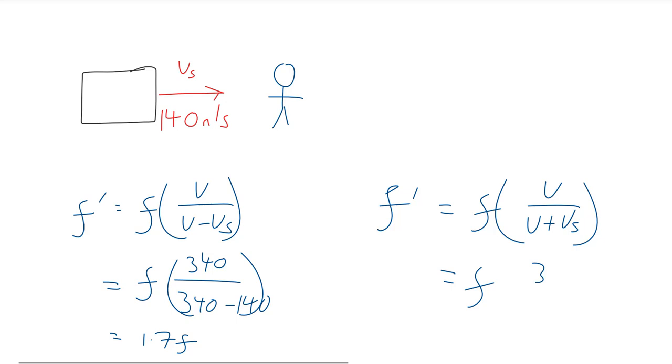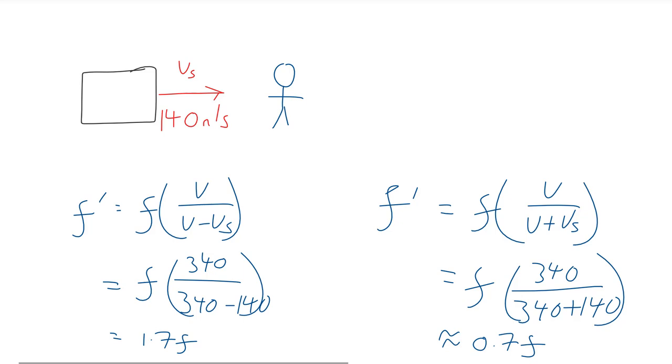Again, working this out, we get 340 divided by 340 plus 140, and working that out, it is roughly equal to 0.7 times the actual emitted frequency. As the source is moving away from the detector, the perceived frequency is less than the actual emitted frequency. Hopefully, this is what you have seen when you have heard a fire truck or an ambulance as it passes you. As, for example, an ambulance approaches you, you hear a very high pitch, and as it is moving away from you, you instead hear quite a low pitch. This is due to what you now know as the Doppler effect.